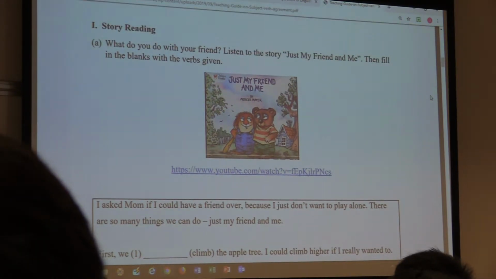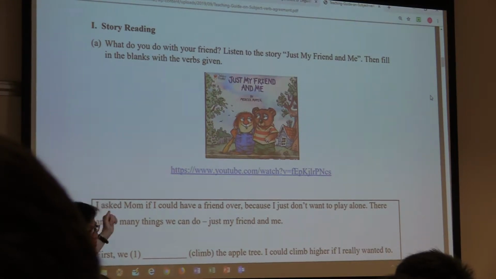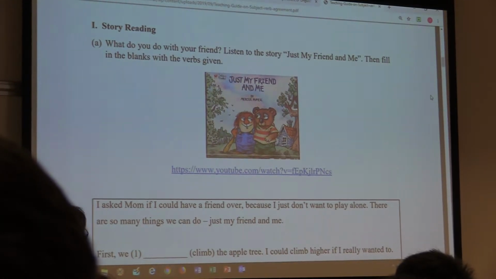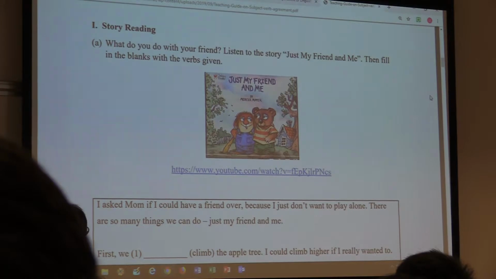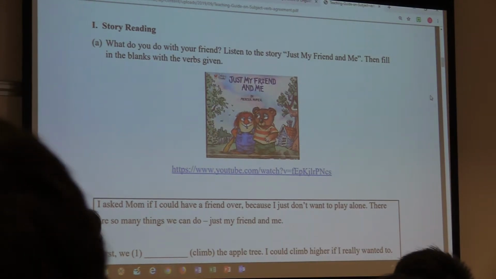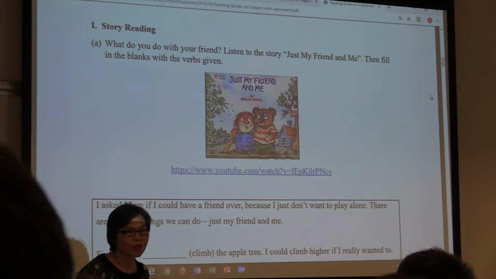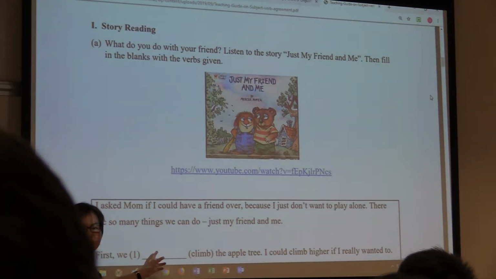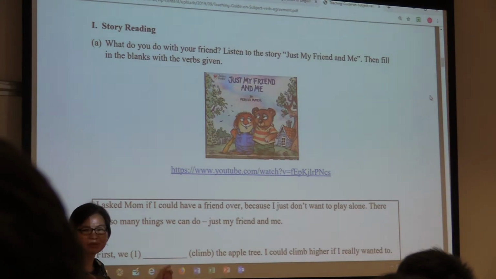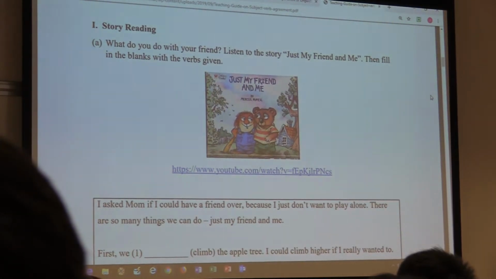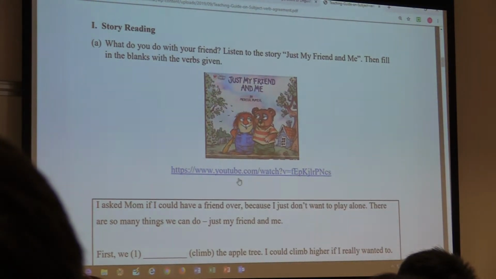Now, first of all, the language input. Presentation stage. What do you do with your friend? Listen to the story, Just My Friend and Me, and then fill in the blanks. Well, either you present the whole story to the students without the blanks, or you ask them to fill in the blanks. Up to you, I think. Now let's watch part of the story.